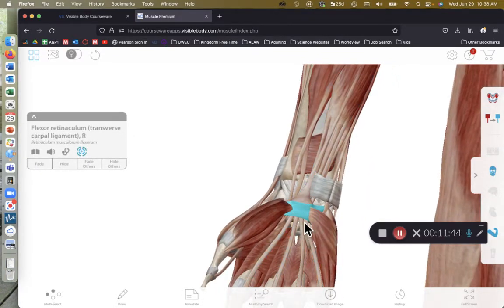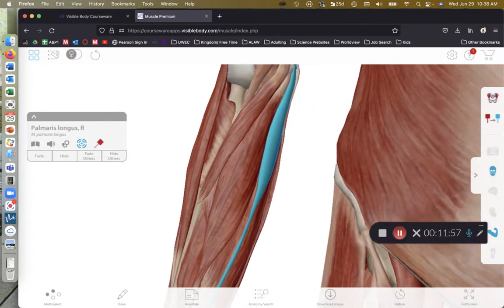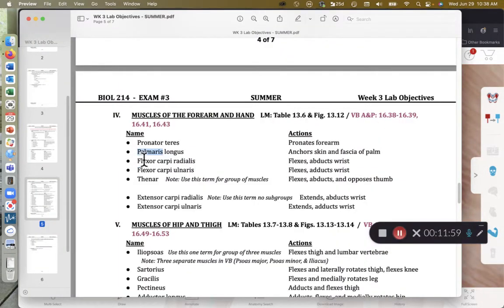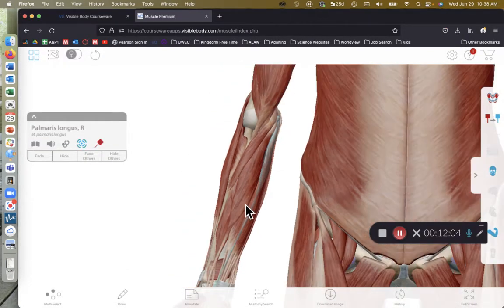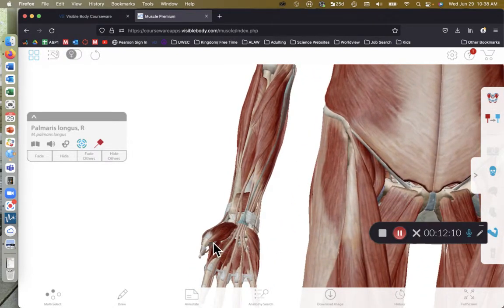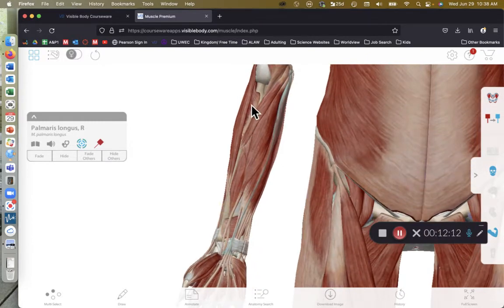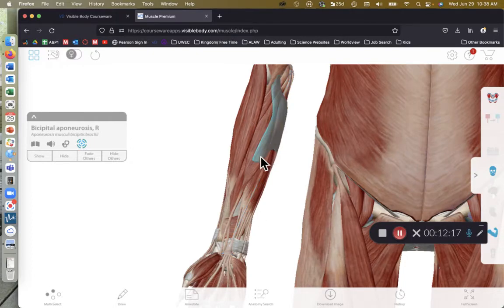So let me get rid of our reticulum so we can see that Palmaris Longus better. There is the Palmaris Longus. We also have the Flexor Carpi Radialis, the Flexor Carpi Ulnaris. Those names are pretty intuitive for most individuals. They cause flexion of the carpals, or flexion of the wrist and hand. One is on the radius side. I need to add a little muscles back. There we go. And I'll rehide that aponeurosis.